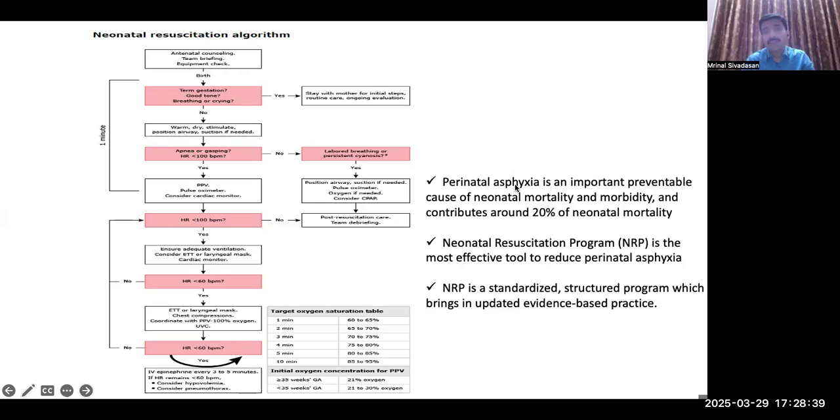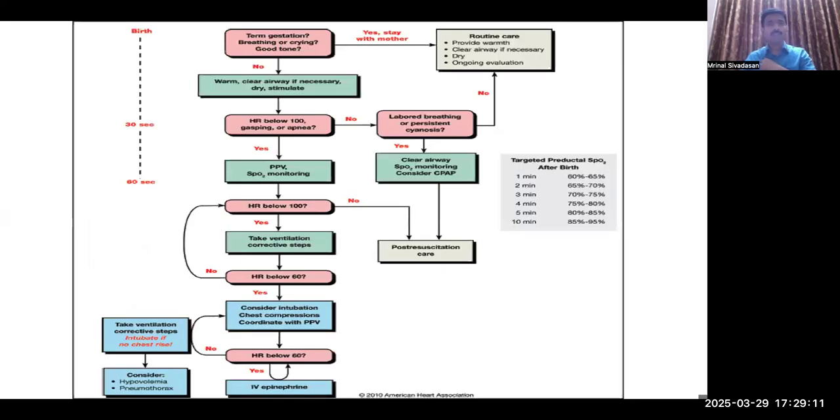Perinatal asphyxia is the most important preventable cause of newborn death and morbidity. And what is perinatal asphyxia? It is the damage to the baby's body because of lack of oxygen, and it contributes to 20% of newborn deaths. The newborn resuscitation program is the most effective tool to reduce perinatal asphyxia. It is a standardized, structured program which brings updated, evidence-based practice. So this is a simplified algorithm.